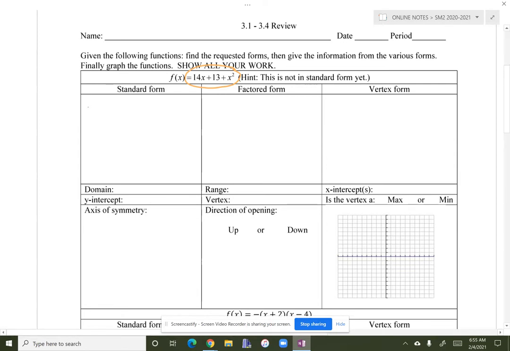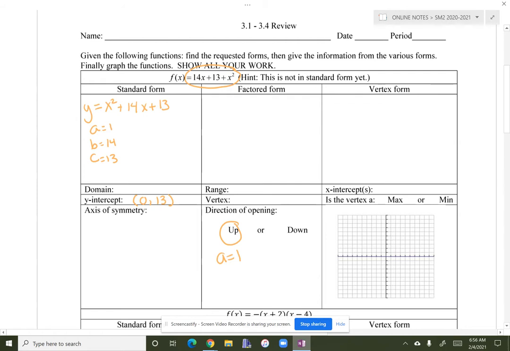So, standard form is y equals, and then x squared. We're going to just rearrange. Plus 14x plus 13. And a couple of things I'm going to write in standard form is standard form gives me a, b, and c, which is nice because I can do a lot of things with that. So a is 1, b is 14, and c is 13. So right away, I know that the y-intercept is the point 0, 13 because the y-intercept is always 0, c.